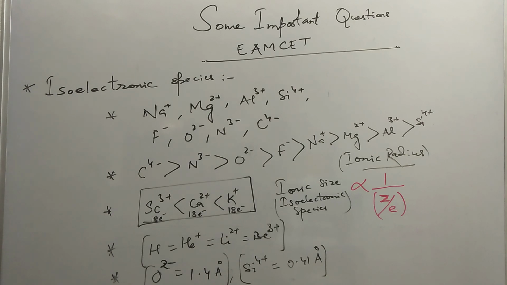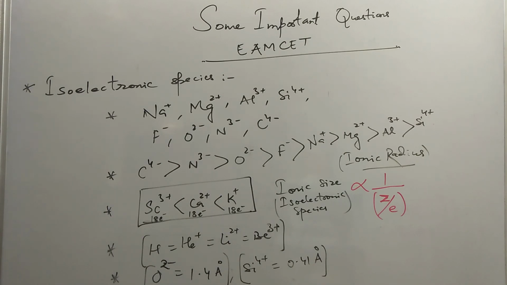So C4 minus has the highest radius, followed by N3 minus, O2 minus, F minus, then sodium ion, then magnesium ion, then aluminium ion, and then silicon 4 plus. Keep in mind that in isoelectronic species, the higher the positive charge, the smaller the radius, and the higher the negative charge, the larger the radius. So in this case, C4 minus has the highest radius and Si4 plus has the smallest. Next, scandium 3 plus will be smaller than calcium 2 plus. Calcium 2 plus will be smaller than potassium plus.